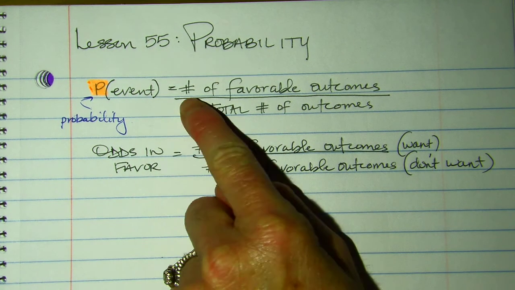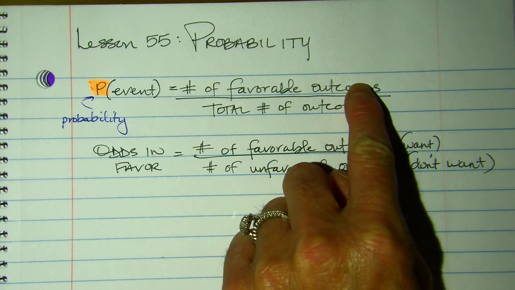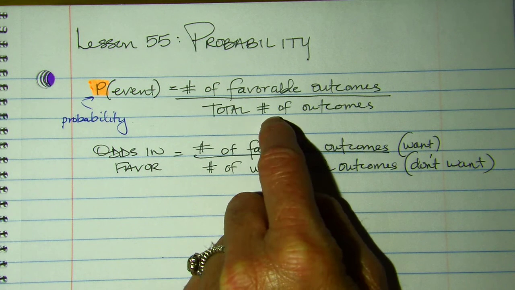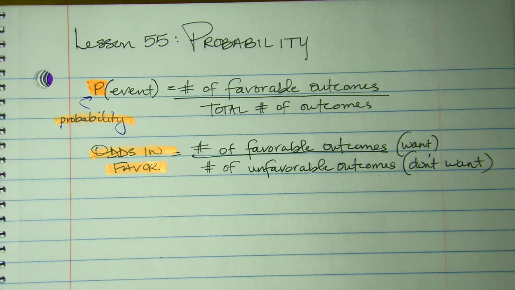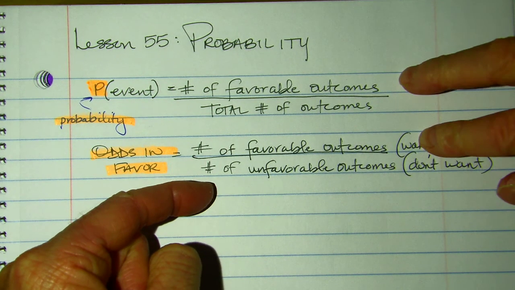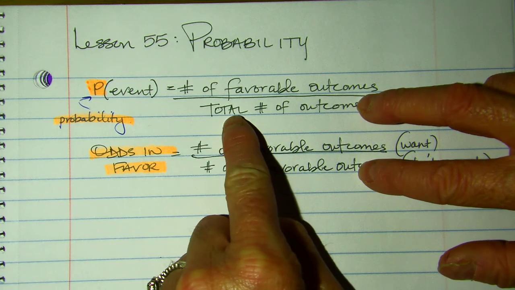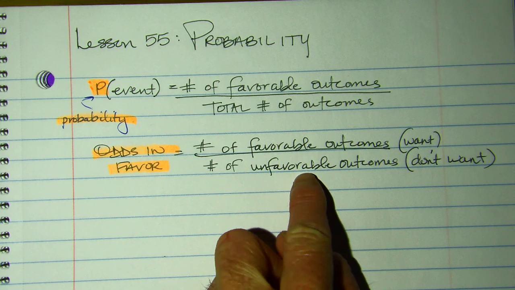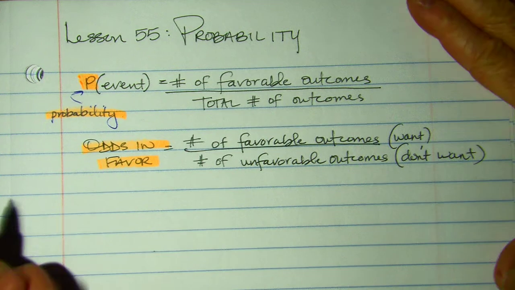On the top is the number of favorable outcomes, what you want or what you're discussing happening, out of the total of all possible outcomes. Odds in favor is slightly different in that it's the favorable over unfavorable. So the bottom is not the total. The top in both of these should be the same. It's the bottom that is different. In probability, we look at the total. In odds, we look at what we want out of what we don't want. So the bottom is slightly different. I'm going to show you a real example so you can see the difference between both.